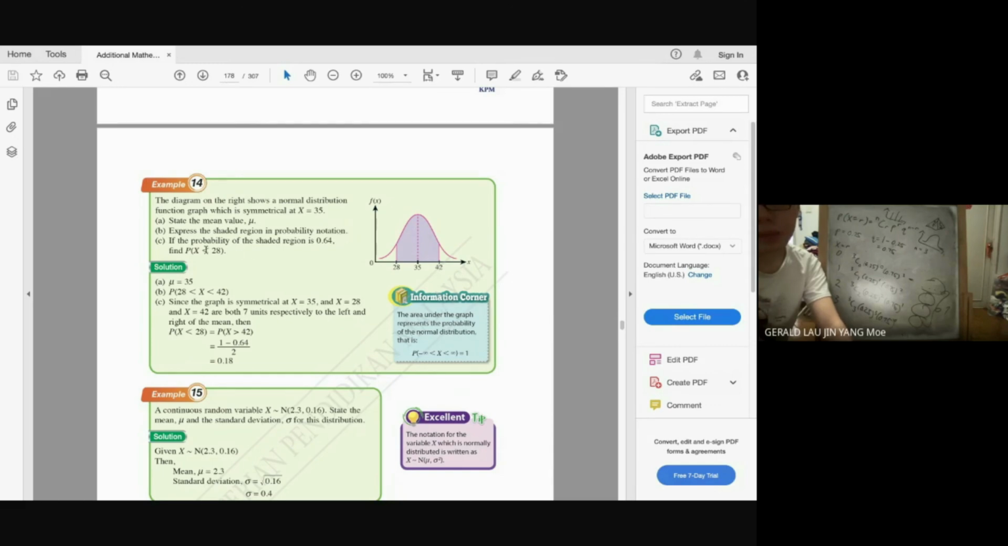Find the probability x is less than 28. Okay, you know the shaded region is 0.64. The total is 1. So 1 minus 0.64 is this blank area here and the blank area here. So you have to divide by 2, because you want to find the probability of x less than 28. So you divide by 2, you get 0.18.